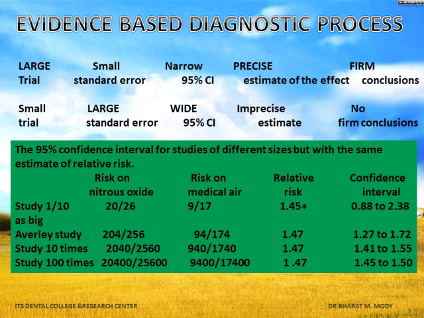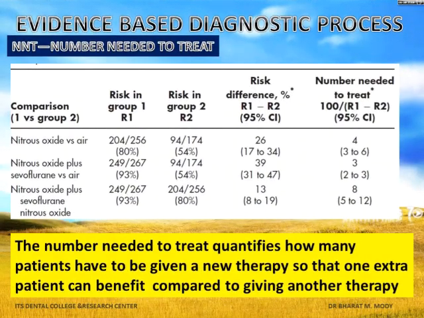The 95% confidence interval of the study in different groups can be seen here, as you can see. Even they have projected what would have been the effect if the study had been done with a different sample size. As you can see here, the relative risk difference and the confidence interval get narrowed with an increase in the number of patients in the study.